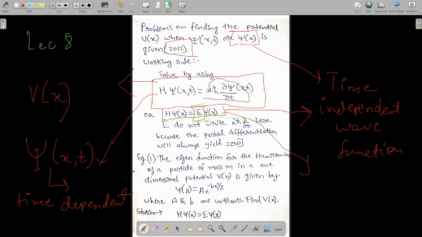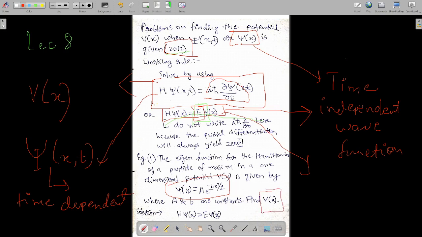Now we will move on to example number 1. The eigenfunction for the Hamiltonian of a particle of mass m in a one-dimensional potential V(x) is given like this, where a and b are constants. So we have to find the potential energy function V(x).